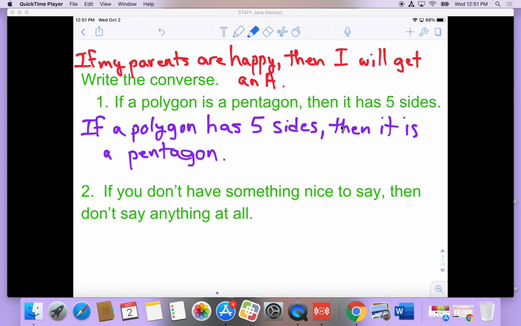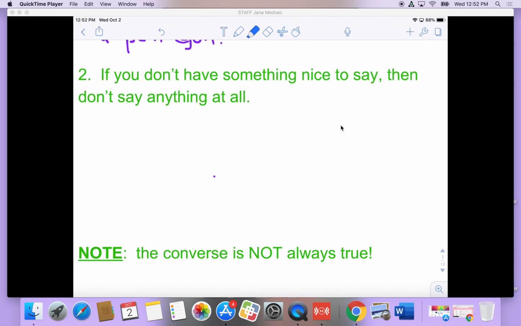Very good. So again, you've got the if, you've got the then, which makes sense, but this polygon piece does need to be the first part of the sentence. You do need to establish that I'm dealing with a polygon. Otherwise, it sounds kind of weird. Okay. Questions? Okay. Let's go on to the next one.